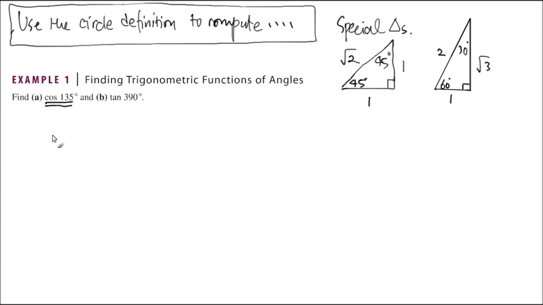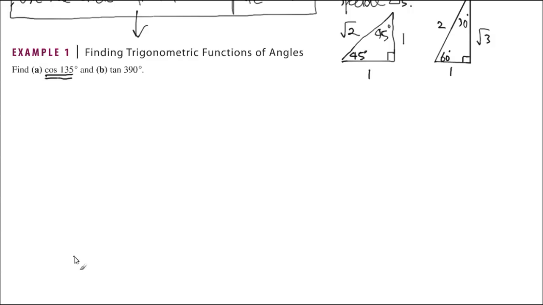All right, let's do that in here. So how do I phrase this problem? Use the circle definition to compute cosine 135 degrees. Does that make sense? That's the phrase that I'm using in here. Not just calculating. You have to show how this definition plays into this.